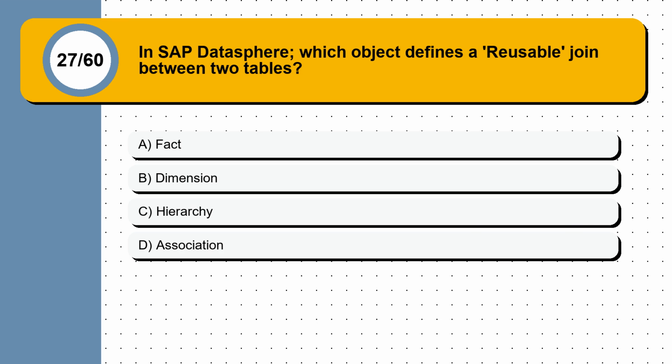Question 27. In SAP Datasphere, which object defines a reusable join between two tables? Option A. Fact. Option B. Dimension. Option C. Hierarchy. Option D. Association.